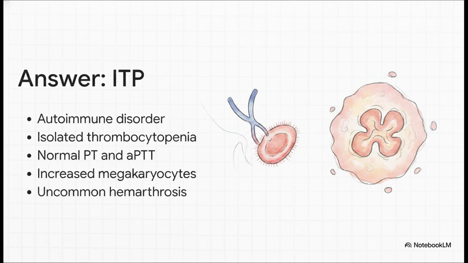Idiopathic thrombocytopenic purpura. ITP is an autoimmune disorder causing platelet destruction, resulting in a low platelet count combined with mucosal bleeding and petechia. Now for the exam pearls. Isolated thrombocytopenia is the typical lab finding here, meaning your PT and APTT coagulation pathways are perfectly normal. The bone marrow shows increased megakaryocytes, deep tissue bleeding like hemarthrosis is uncommon, and splenomegaly is usually absent on your physical exam.